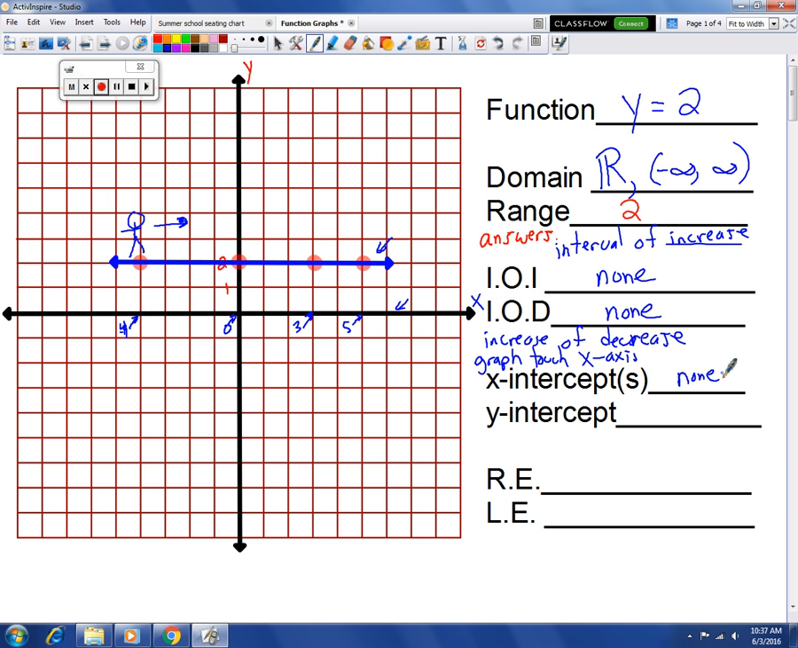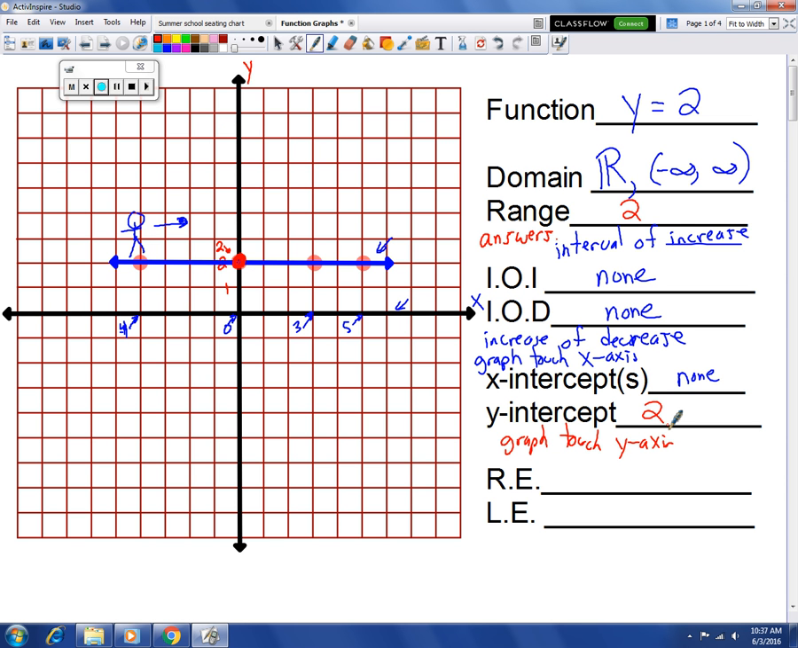All right, now y-intercept is where does the graph touch the y-axis? The y-axis is going up and down. Well, it touches it right here. And what y value is that? It's a y value of 2. So the y-intercept is 2. Not hard.